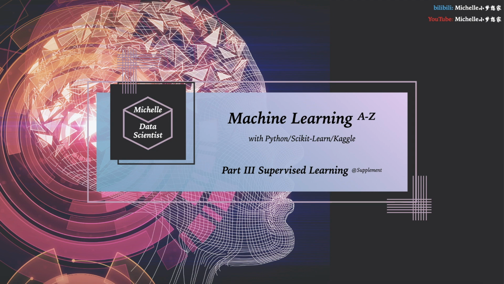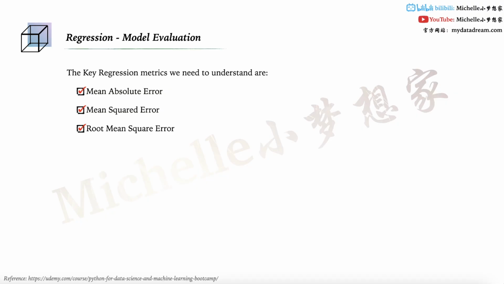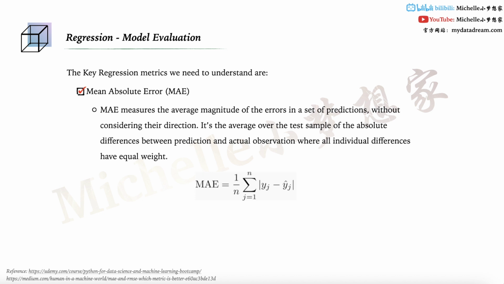In the last video of machine learning, we studied the evaluation metrics for classification models. For this video, we are going to walk through the other part of supervised learning, the model evaluation methods for regression models. The key regression metrics we will cover are mean absolute error, mean squared error, and root mean squared error.